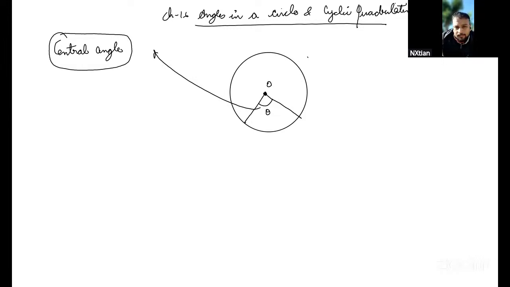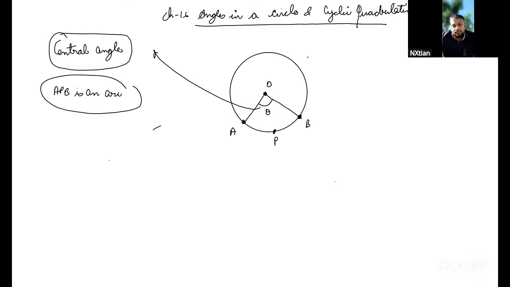No, you didn't understand anything. Central angle is the angle that is created at the center. Okay. So, central angle. You can see O, and I will name this point A, this point B, and this point P. And we learned that APB is an arc. Did you understand? No. I'll repeat it again. Central angle is the angle which is created at the center, where APB is an arc.